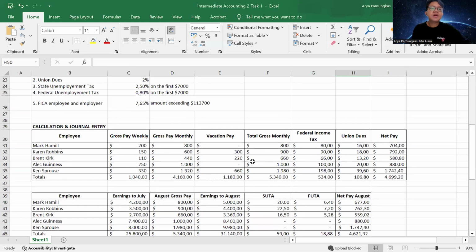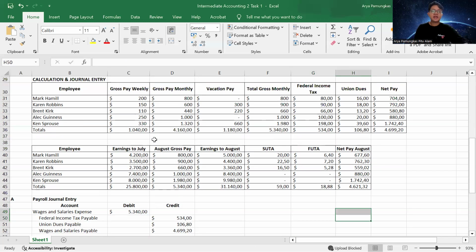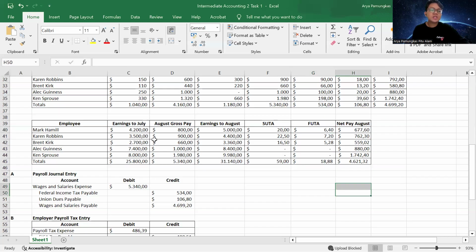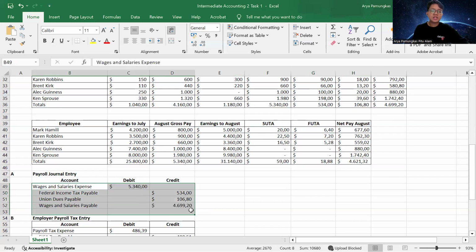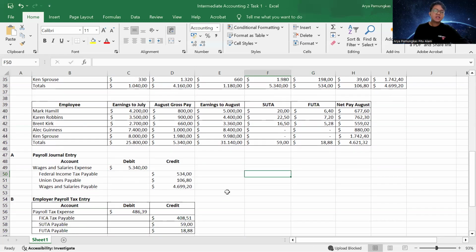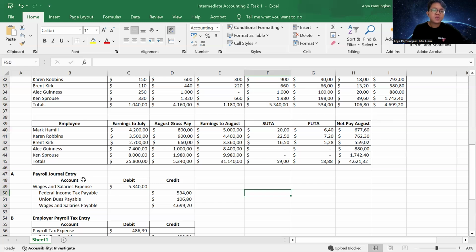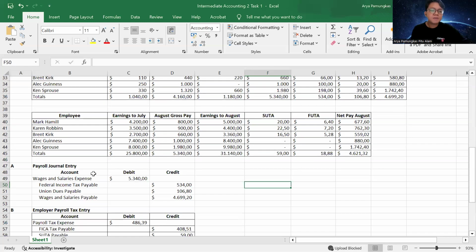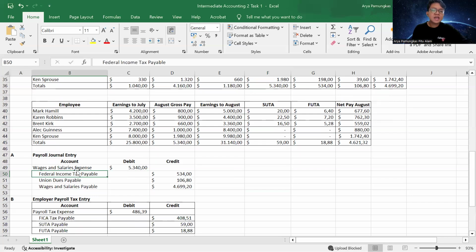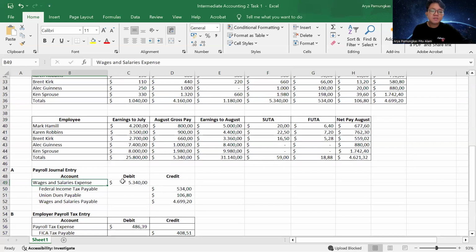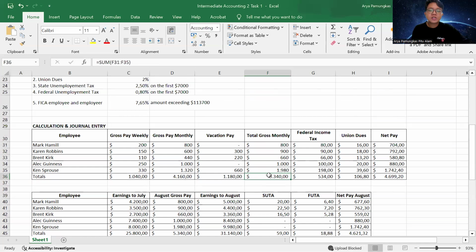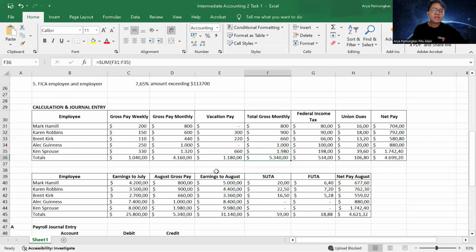After we are done with the calculation, we're gonna move on to the journal entry. The first journal entry is for our payroll. Here the payroll is wages and salaries expense. We are getting this number from the total gross monthly pay that our employees are gonna get.